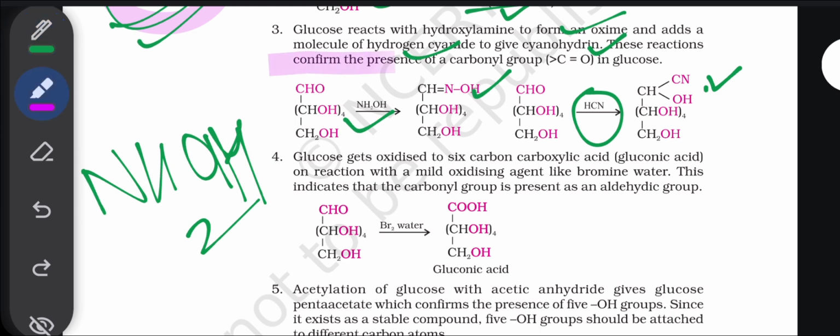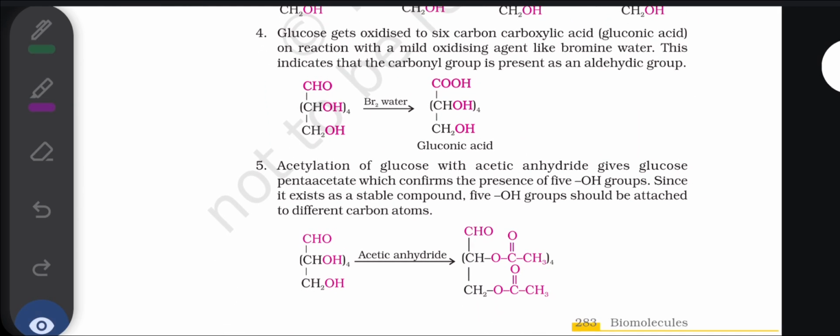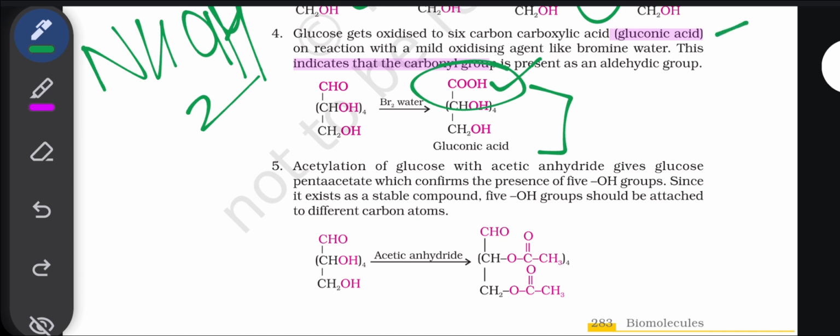So which reaction confirms the presence of a carbonyl group? That is the reaction with HCN to give cyanohydrin and with hydroxylamine. Now, glucose gets oxidized to a 6-carbon carboxylic acid, which is gluconic acid. You can see this is the carboxylic acid, COOH group, and this is gluconic acid.